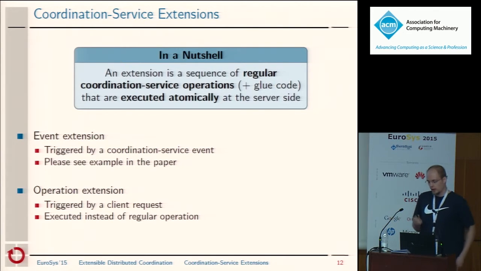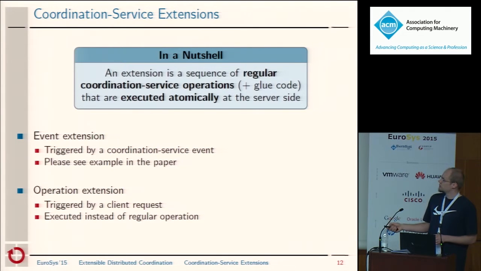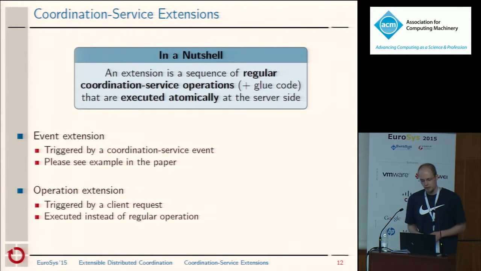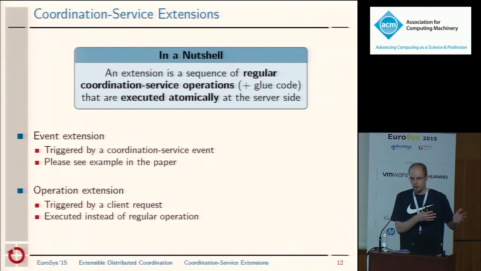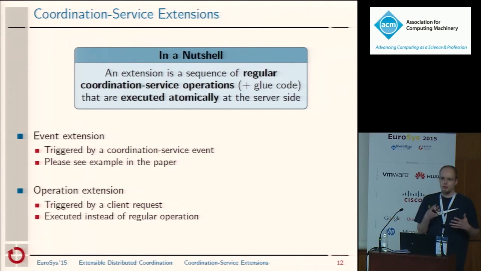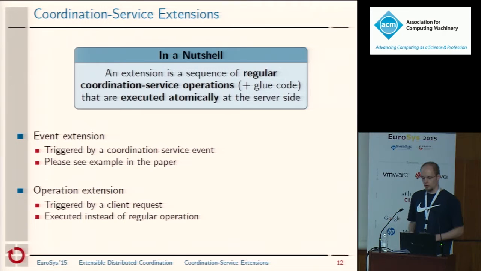An event extension is a means to customize the reaction of the coordination service to certain events. I won't go into detail for this kind of extension, so please refer to the paper for an example. I will focus on the other type of extension, the operation extension, which is triggered by a client request and which basically overrides the regular operation of the coordination service for a certain node.